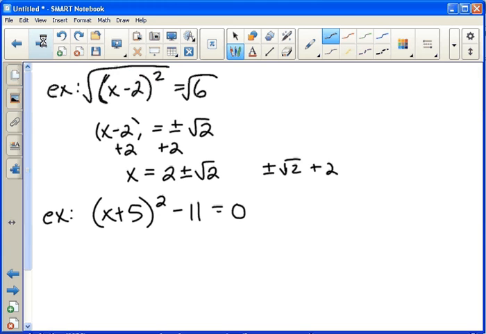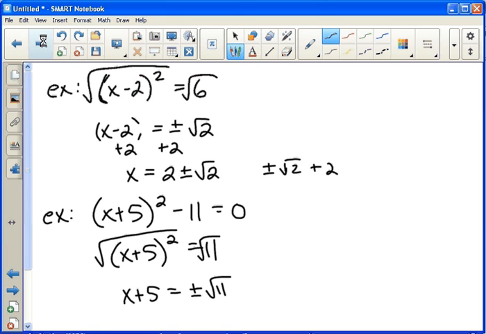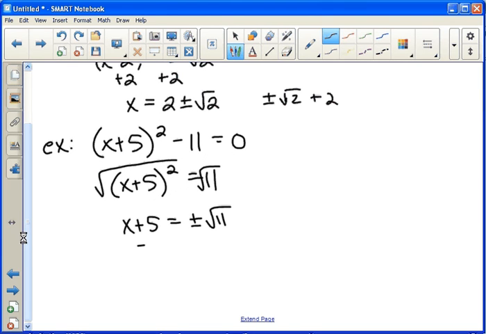Okay? Now, this last example, x plus 5 squared minus 11 equals 0. Again, we need to get x by itself. We know to use the square root method because there's only one x showing up in this whole problem. So I add 11 to both sides, and I get that. Then I need to get rid of the squared, so I square root both sides. And I get x plus 5 equals plus or minus the square root of 11. Please, please do not forget this plus or minus. And then I subtract 5 from both sides. So I get x equals negative 5 plus or minus the square root of 11.